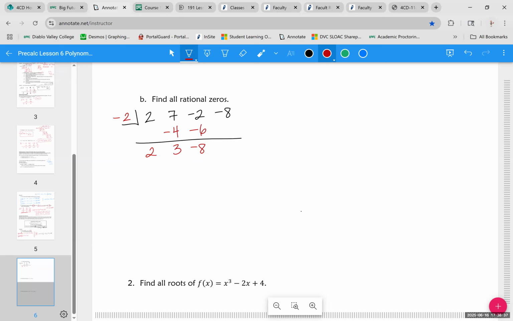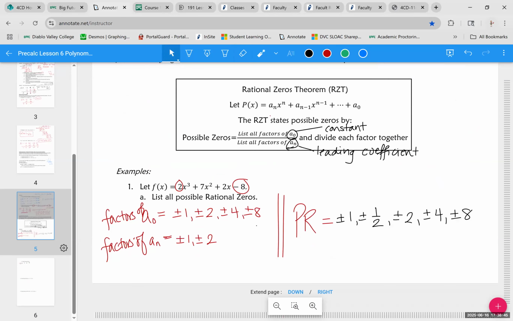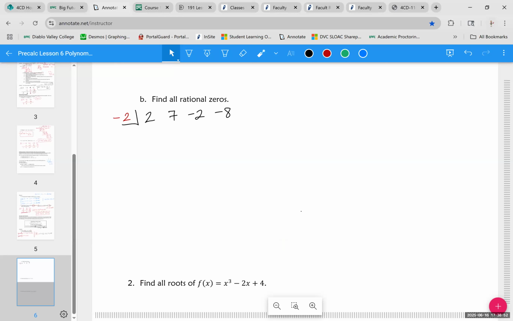Did I just write that down wrong? I think I did. You know what I just realized? I didn't double check my coefficients. It's a +2. It's 2, 7, 2, -8. Yeah. Bummer. I know better than that.